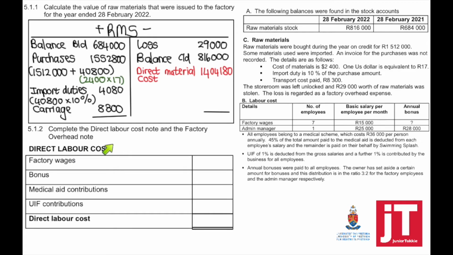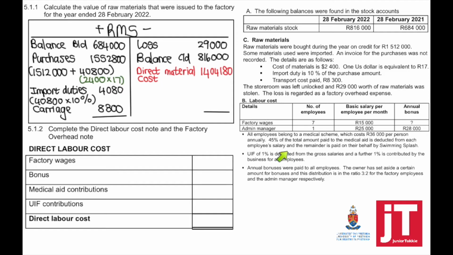Complete the direct labor cost note and the factory overhead. So now we're looking at all the information related to the direct labor cost. Factory wages, there are 7 employees and they earn a basic salary per month, 15,000. Then we've got the admin manager. We've got one of them, their basic salary and the annual bonus. Take note that factory wages, there's a question mark, which means we need to calculate it.